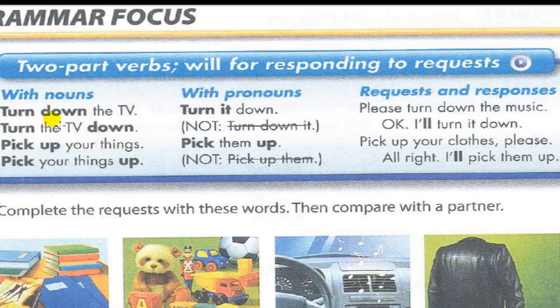So here's the verb turn plus preposition down. Pick the verb, up the preposition. So the verb plus a preposition. So here this is what two parts. The verb has two parts, of course, the verb and the preposition. Then we have the TV, the television, as the object. So turn down the TV: verb, preposition, object. Turn the TV down: turn plus the object plus preposition. Pick up your things: pick up plus object, your things. Pick your things up: the object, plus preposition. So this is with nouns.